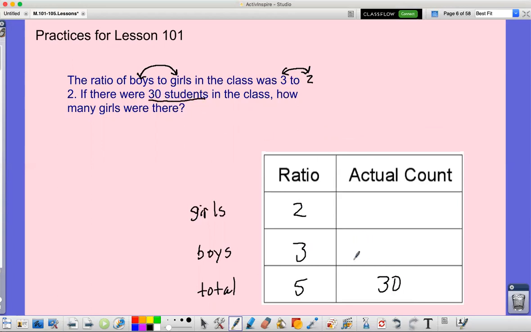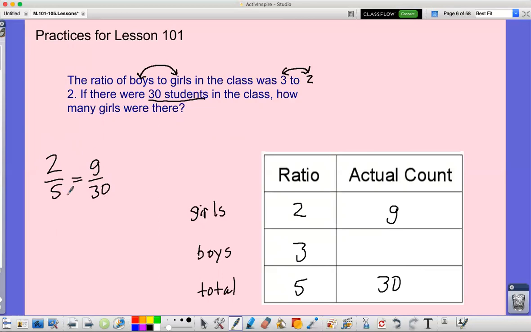So what happens? If we're trying to find the number of girls, I need to use this piece of information. 2 is to 5 as G is to 30. Here's what my equation is going to look like. 2 is to 5 as G is to 30. What's the difference? All we did was flip these two around. This was 5 is to 2 as 30 is to G, or it was G is to 30. So it was just flipped around.